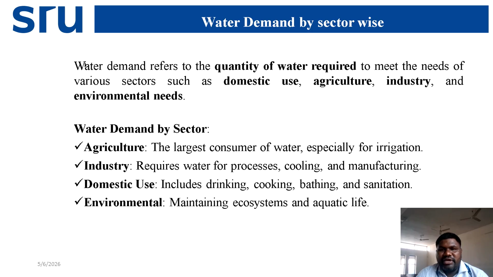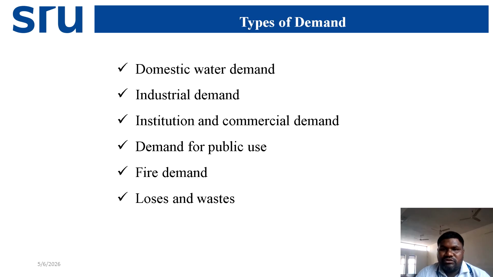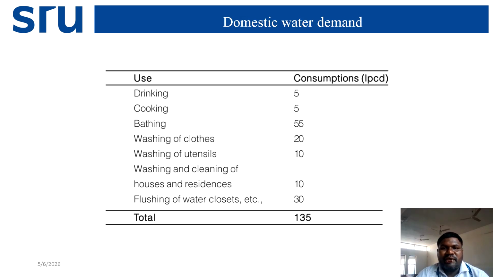So, water demand sector wise. Water demand refers to the quantity of water required to meet the needs of various sectors. Maybe domestic, agriculture, industrial sectors, maybe some institutional or public areas require water. So this is agriculture, industrial, domestic, environmental. These are the demands we discussed: domestic, industrial, institutional demand for public use, fire demand, losses and thefts also will happen.